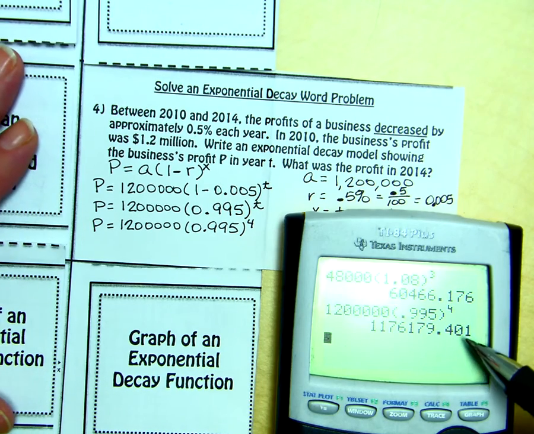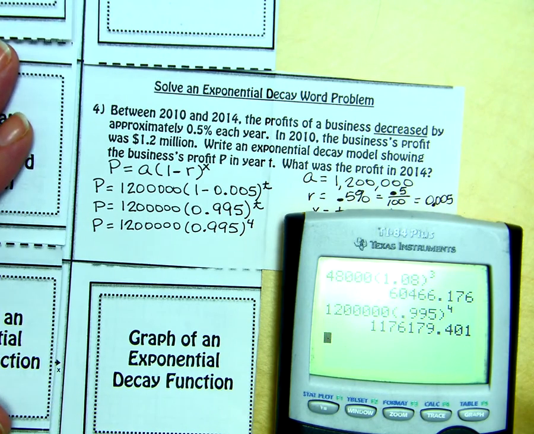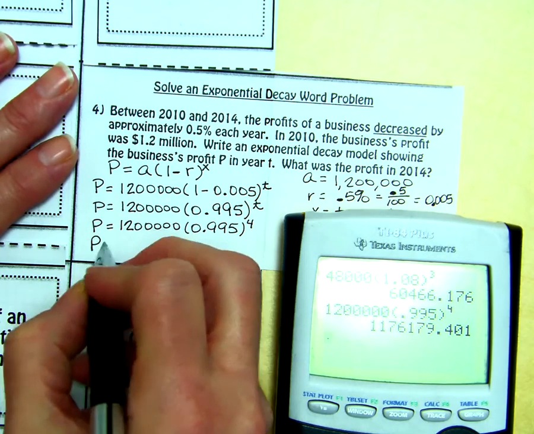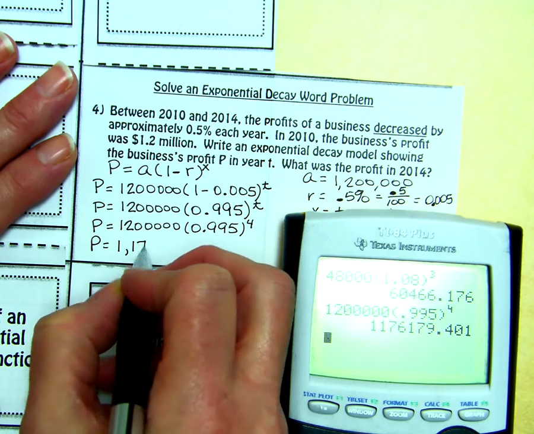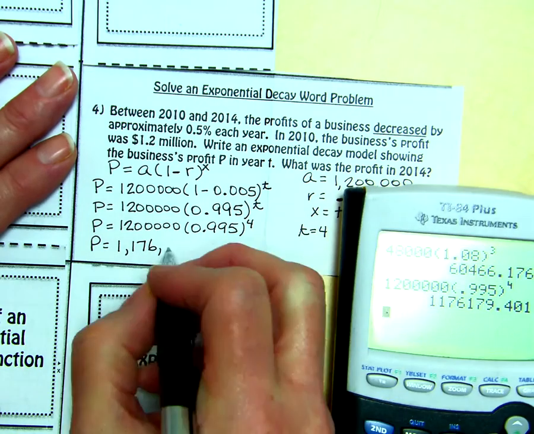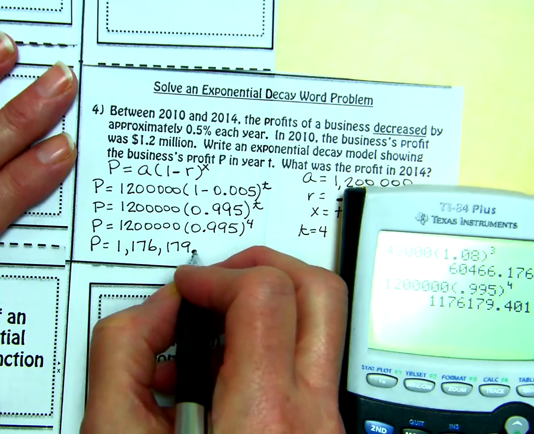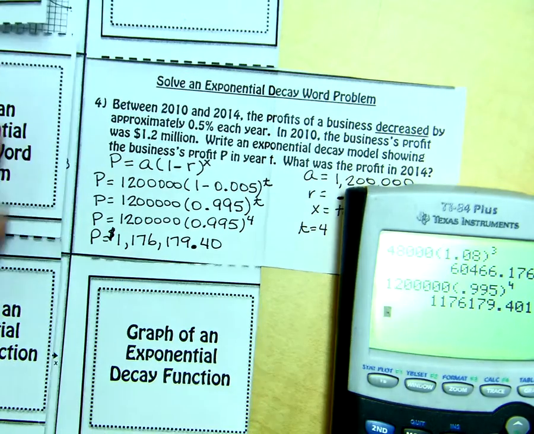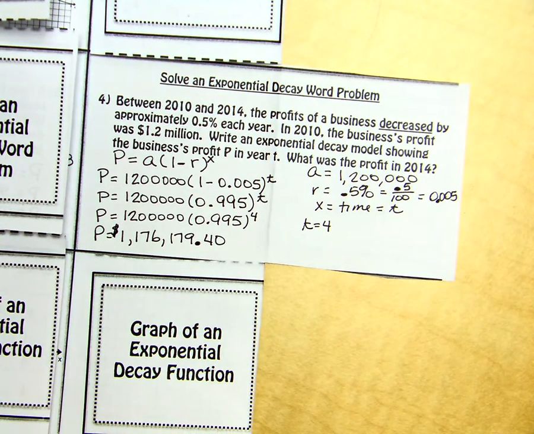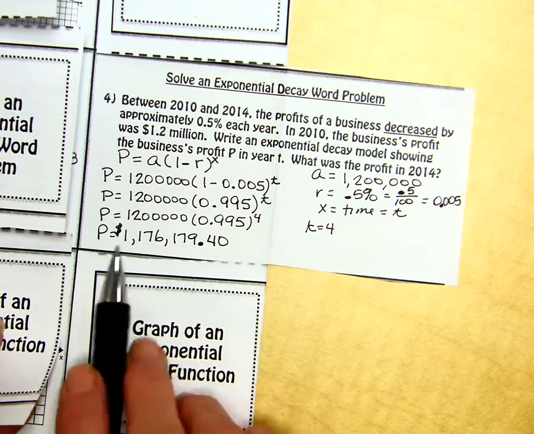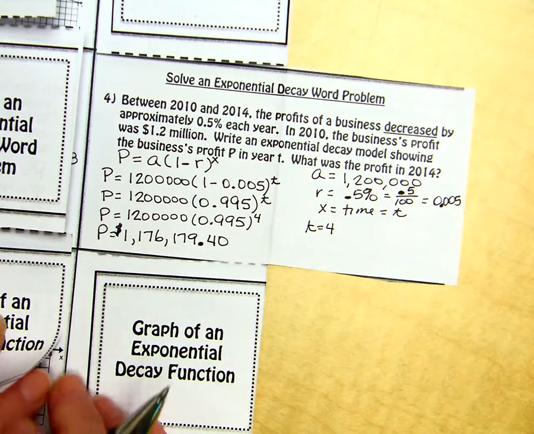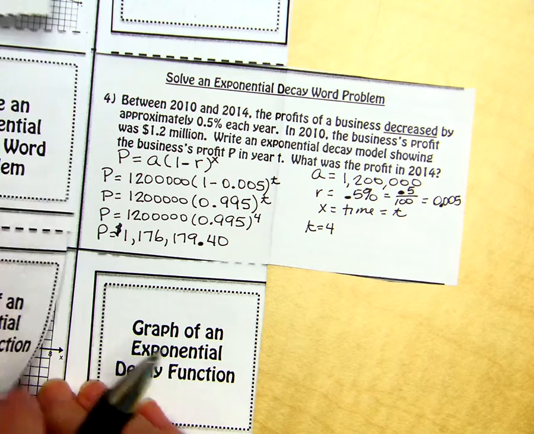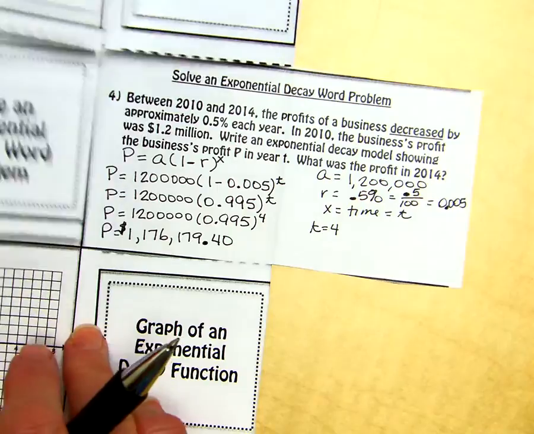And we are going to round this to hundredths because we're dealing with money. So this is going to end up with 40 cents. So our profit is going to be $1,176,179.40. And since this is money, we need to show that it is money. So they made less profit than they made in 2010, which is what we expected because their profits were decreasing. So your final answer should be smaller than the original answer.